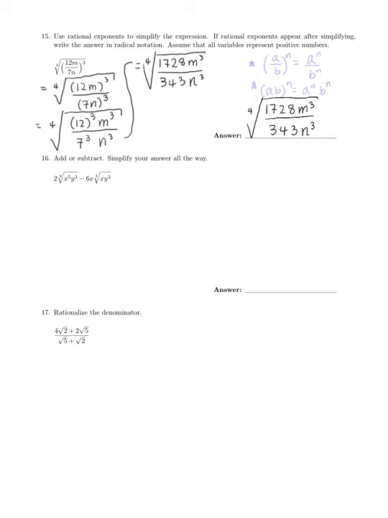All right, number 16: add or subtract, simplify your answer all the way. Okay, so we're given 2 times the fourth root of x to the fifth, y to the third, minus 6x times the fourth root of xy cubed. All right, so let's take one thing at a time. The key is this: let's just simplify the radical.